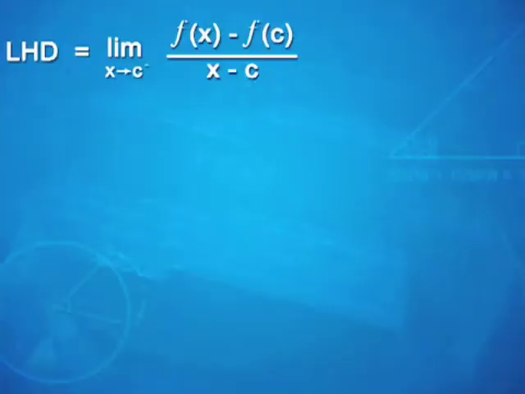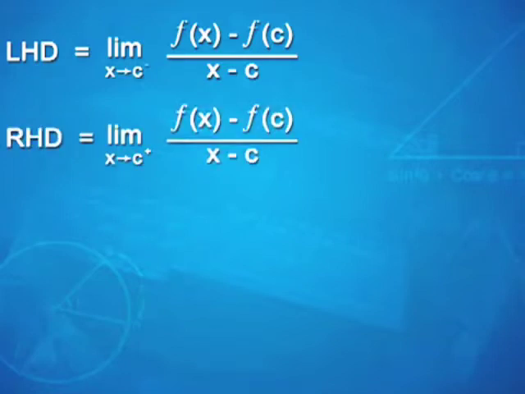Left hand derivative is defined as the limit of f(x) minus f(c) upon x minus c as x takes values lesser than c, but very close to c. And the right hand derivative, well, you guessed it right, it should be the limit of f(x) minus f(c) by x minus c as x takes values closer to c but greater than c, indicated as c plus.